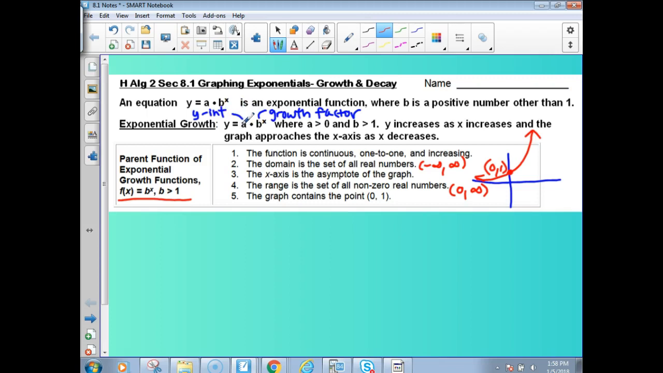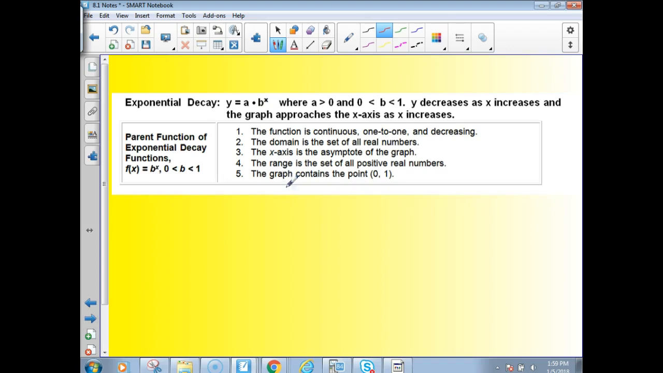So if you end up with a number here, unlike this example, this example is just the basic parent function for all exponential growth functions. This graph has the intercept of (0, 1), because here a is 1. Now this one is decreasing. A decreasing exponential function is where a is still positive, and the b value is between 0 and 1. So that would be things like 1/2, 1/3, 0.2, etc. Those are examples of values between 0 and 1.